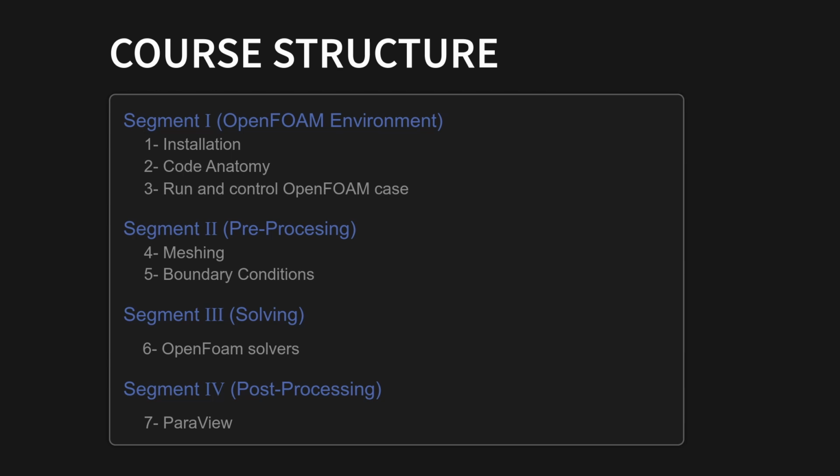In the second segment, we talk about pre-processing in OpenFoam. Things like creating a computational mesh using OpenFoam utilities, especially block mesh utility. Also, we get to know what are the different boundary conditions that are available in OpenFoam and how you implement them.